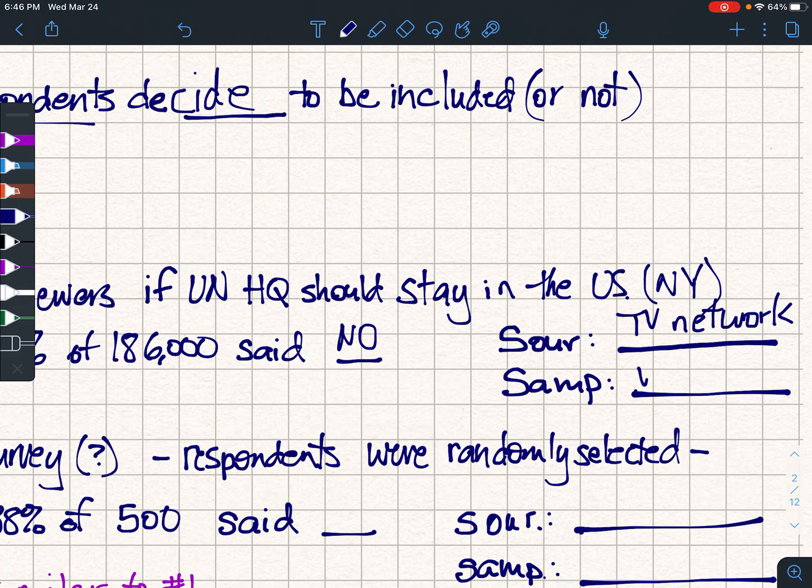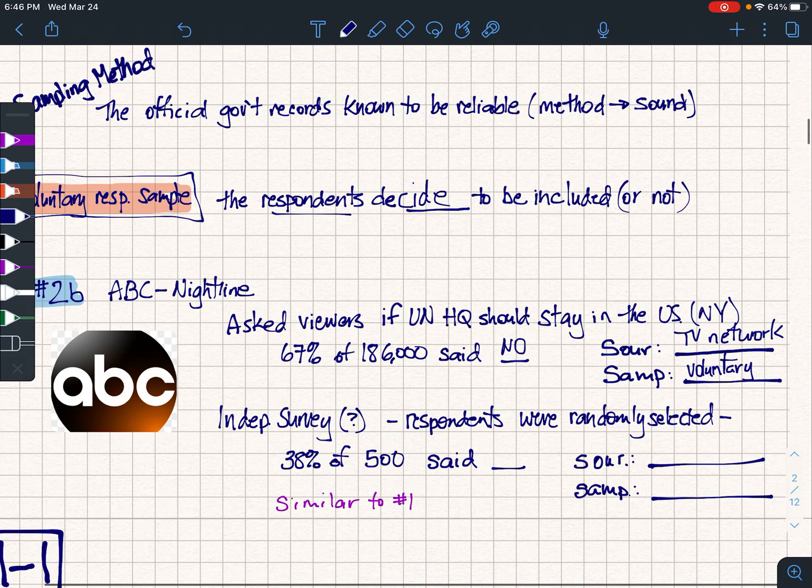Sampling. Again, this looks like a voluntary sampling from what we can see. There was no method of doing any random type of sorting of people. So this is a really bad statistic. It doesn't give us much information.